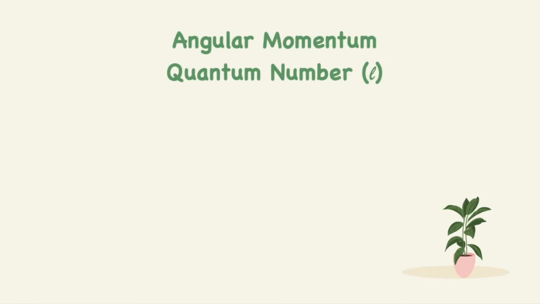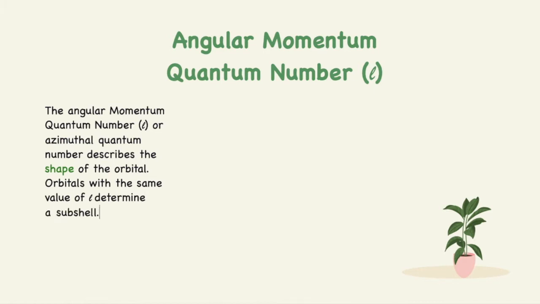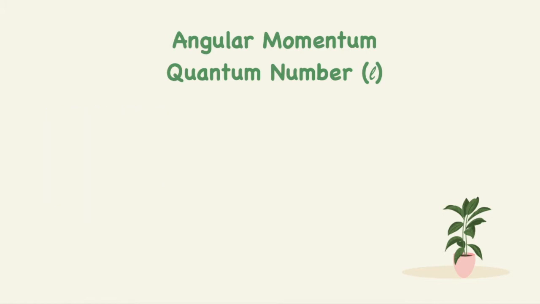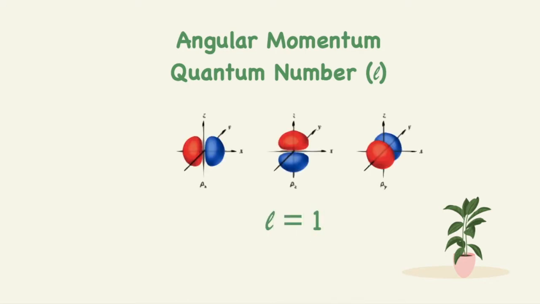The next is the angular momentum quantum number, or l. It is also called the azimuthal quantum number. It describes the shape of the orbital. Orbitals with the same value of l determine a subshell. So if we have l equal 0, it will be the s subshell, and if l equals 1, it will be the p subshell with 3 different orientations.